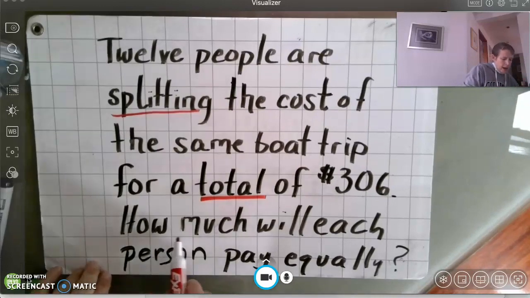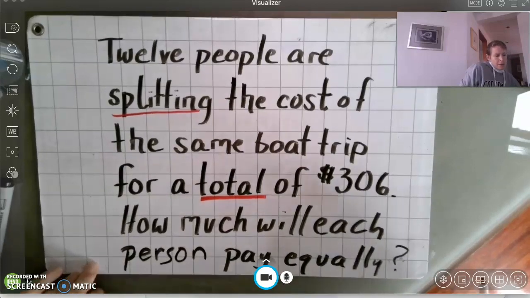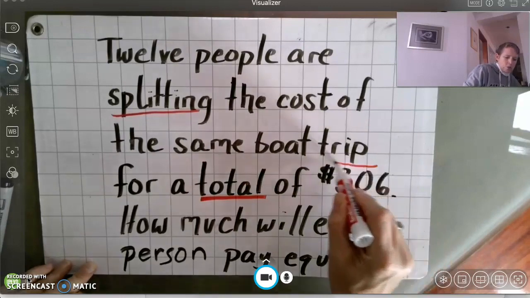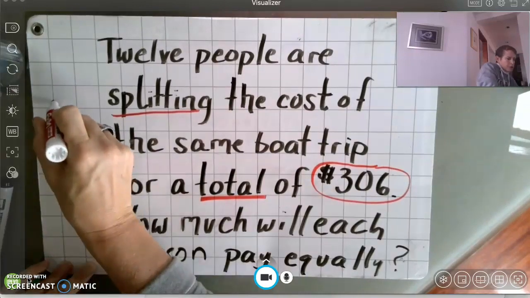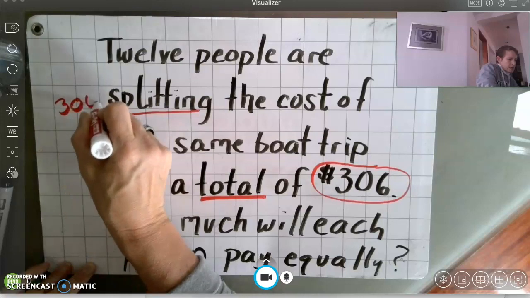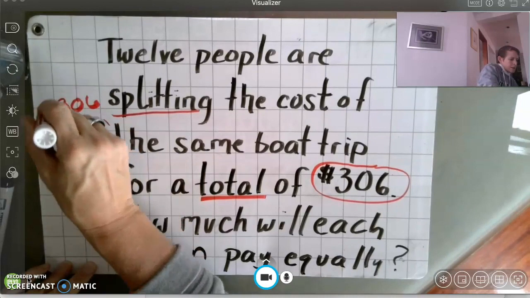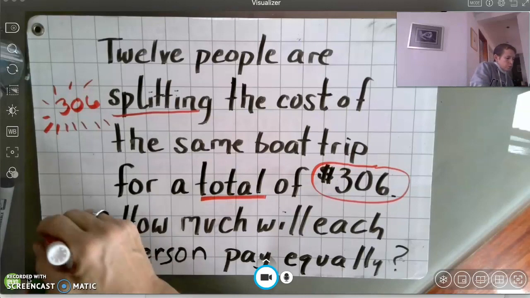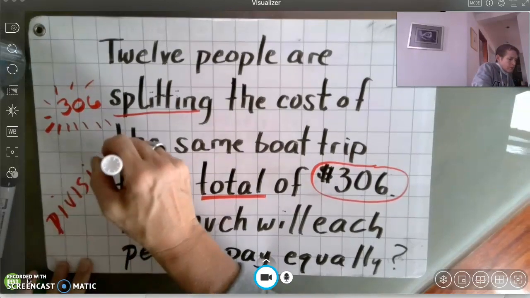Another one is going to be how much will each person pay equally? So I'm going to have 12 people sharing the cost of a total of $306. Like a really simple diagram would be like 306, and then you divide that among 12 people equally. So this would be a division problem.